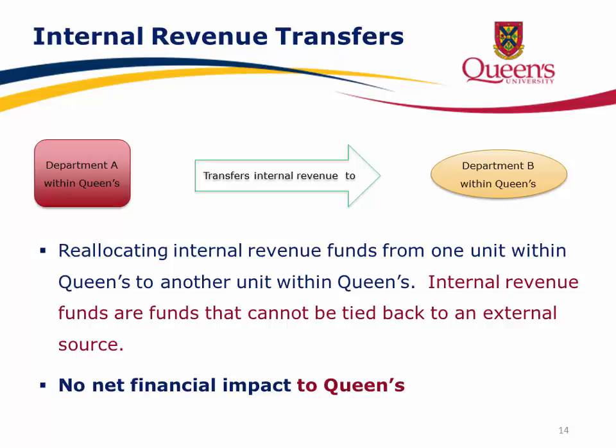Internal revenue transfers. An internal revenue transfer is processed when reallocating internal revenue funds from one unit within Queen's to another unit within Queen's. Internal revenue funds are funds that cannot be tied back to an external source.